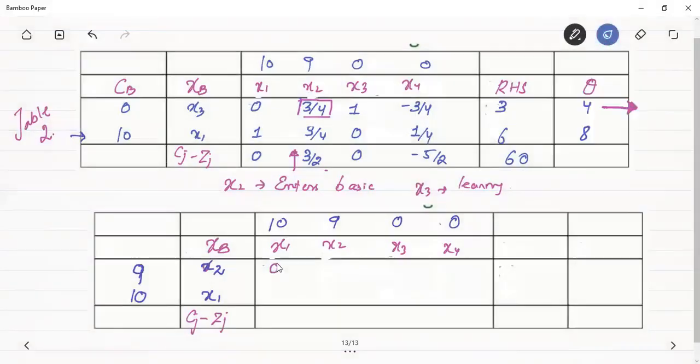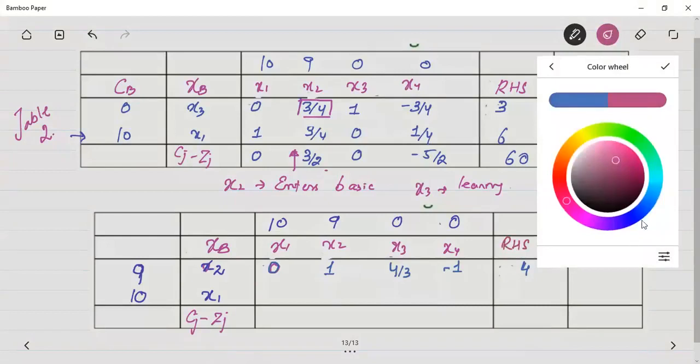उसके बाद क्या आना चाहिए? This is 0 here. 3/4 divided by 3/4 will be what? 1. 1 divided by 3/4 will be what? I think 4/3. And minus 3/4 divided by 3/4, that will be equal to -1. And RHS 3 divided by 3/4 कितना आएगा ये? I think 4. 3 divided by 3/4, that will be equal to 4. This is RHS. This is theta here.